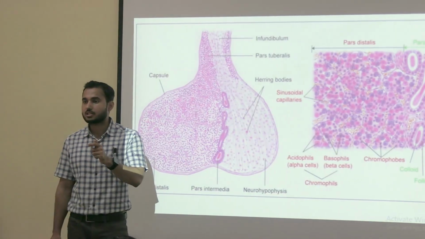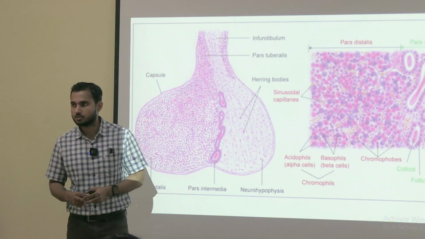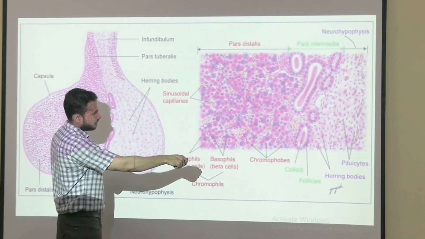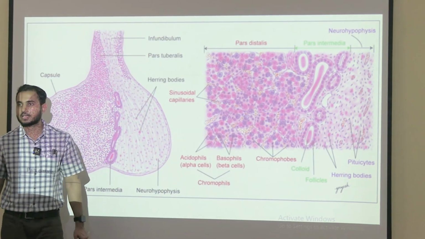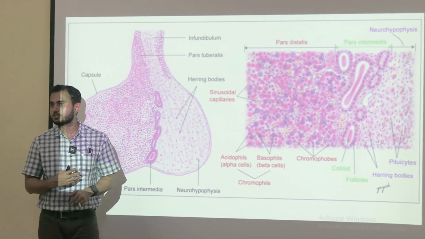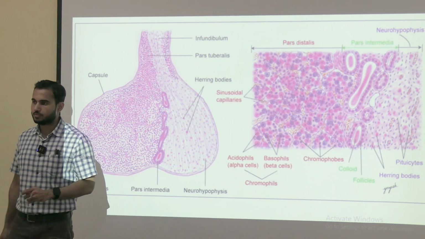so the appearance is dark. Okay, darkly stained. Can you see the chromophobes? Look, this one chromophobe, this one chromophobe. So they will appear as darkly stained cells. So that is done. So this is for which part of the pituitary gland? Pars anterior, also called adenohypophysis.